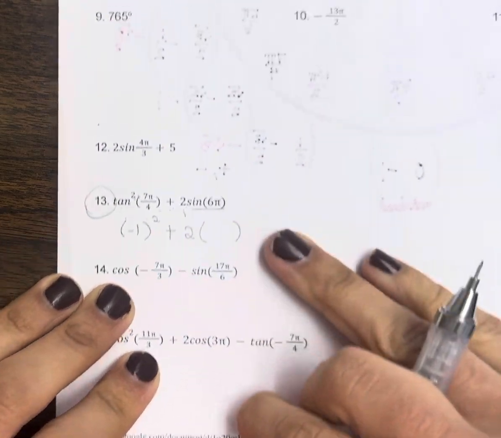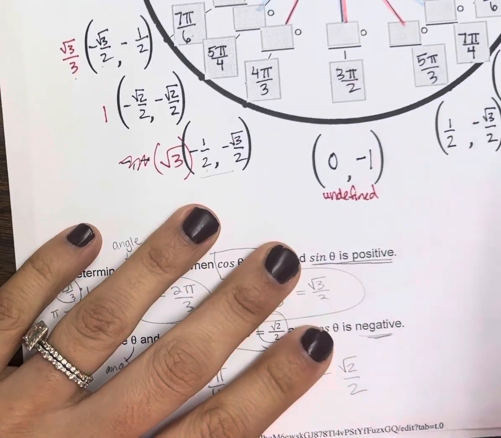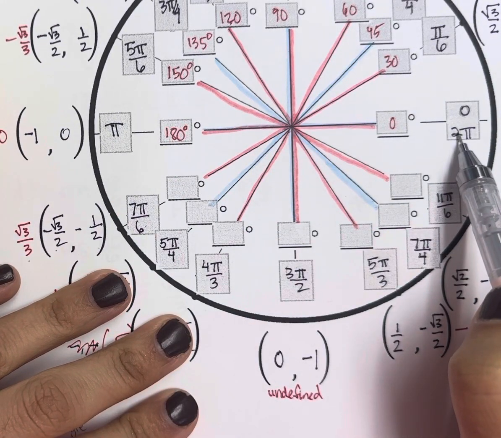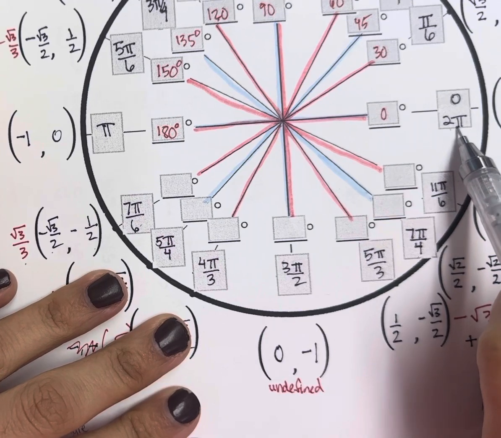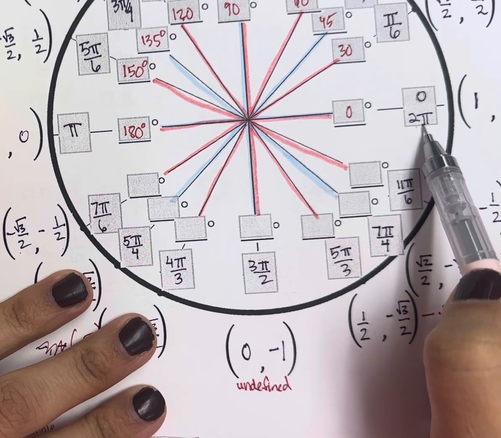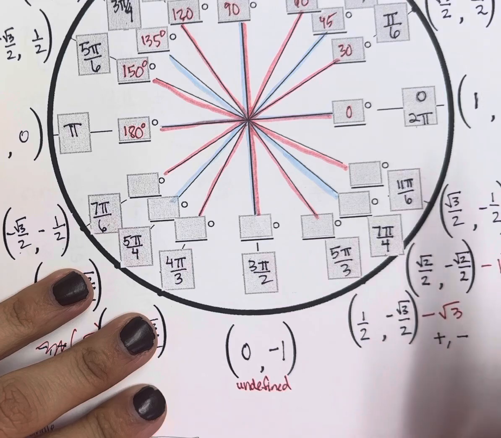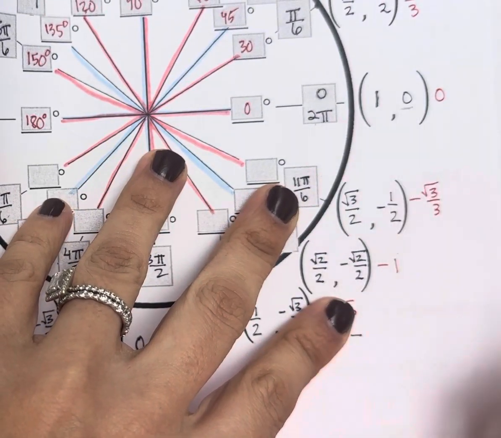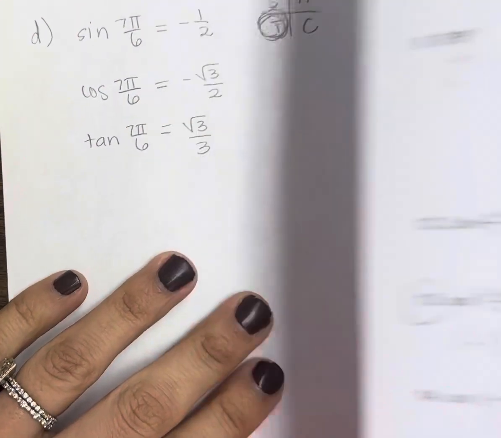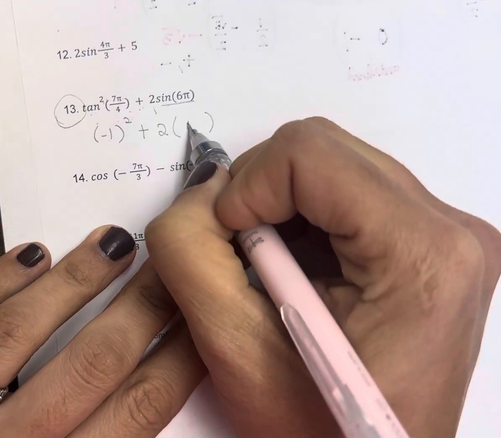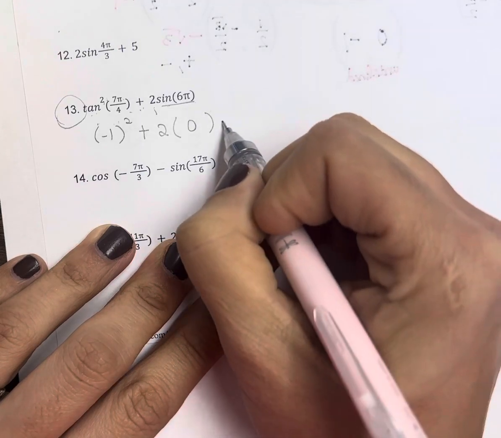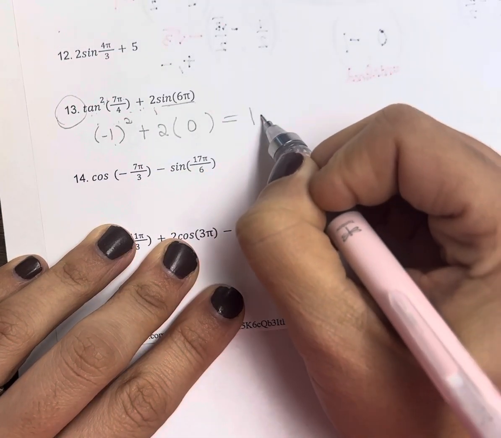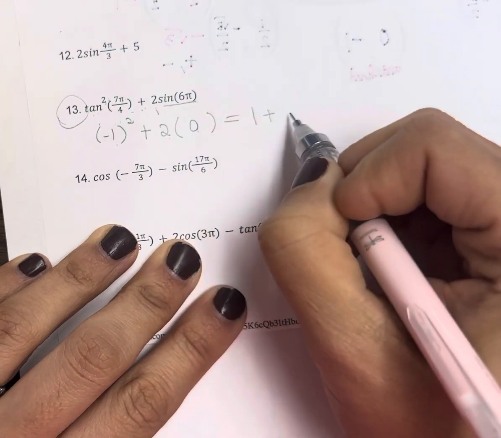Let's go see, okay? 6 pi. Well, this is 2 pi. Go around another time is 4 pi. Go around one more time and it's 6 pi. 6 pi is just being annoying, but really it's 0 or 2 pi. And we want the sine of that, which is the y, which is 0. Okay, so negative 1 times negative 1, positive 1, plus 2 times 0, that's 0.